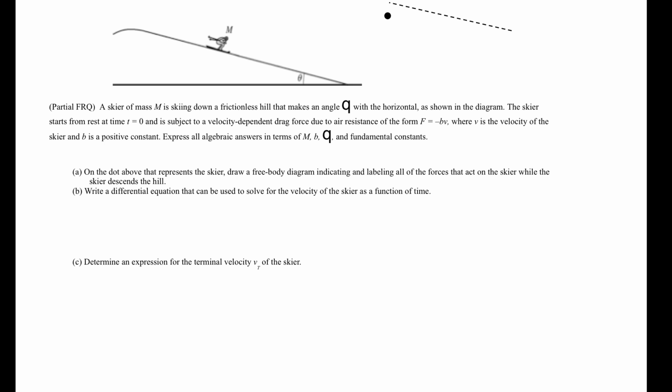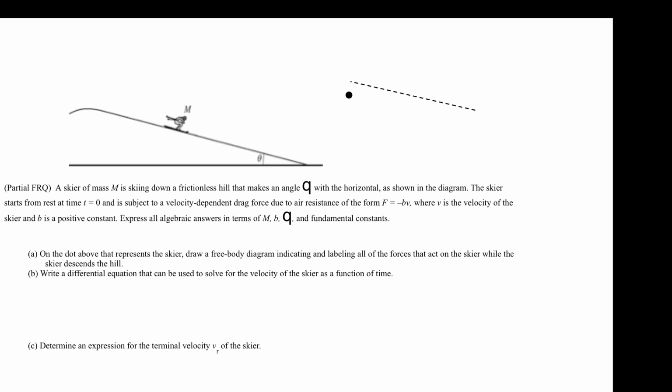The skier starts from rest at time t equals 0 and is subject to a velocity-dependent drag force due to air resistance. And they give me a function for that. Force equals negative bv, where v is the velocity of the skier and b is some positive constant. Express all answers in m, b, theta, and any fundamental constants. On the dot above, that represents the skier, draw a free body diagram indicating and labeling all forces that act on the skier while the skier descends the hill. I can only think of three. Normal force, weight, and drag.